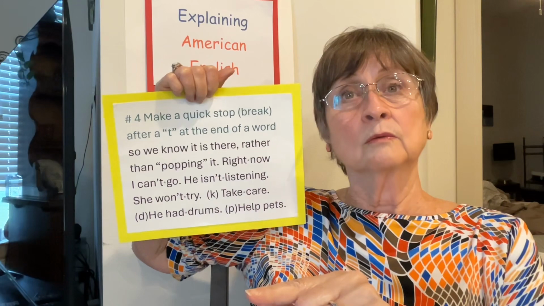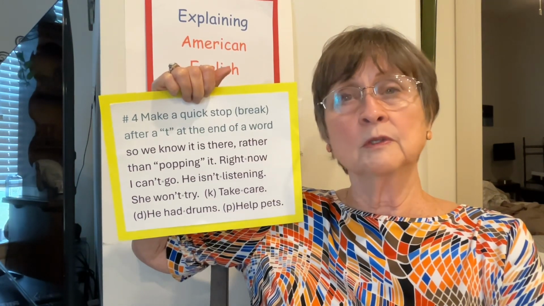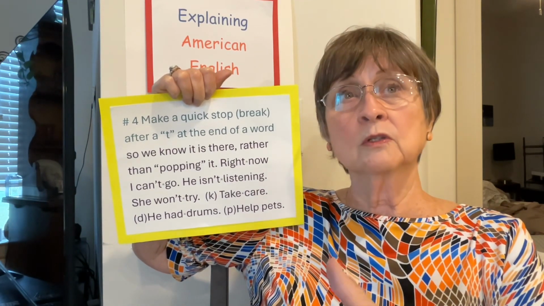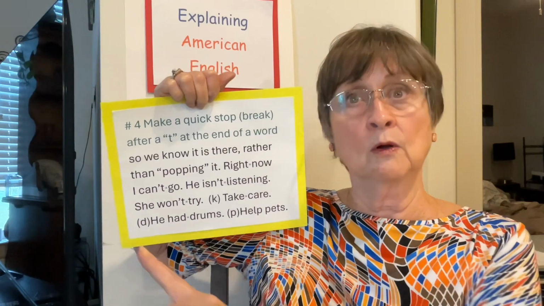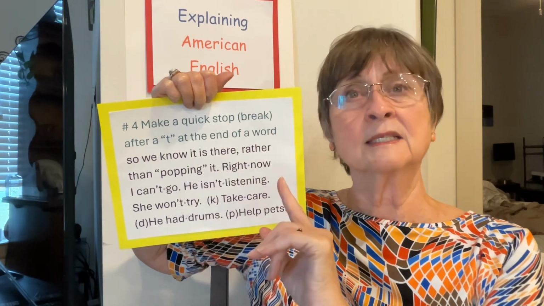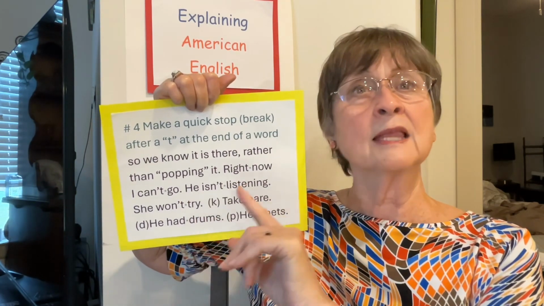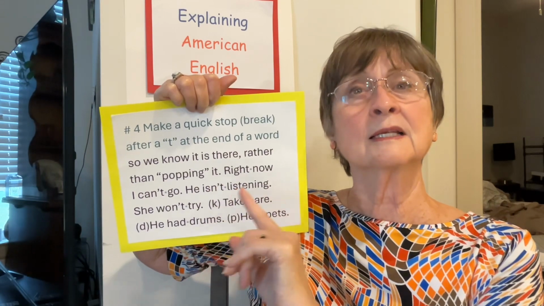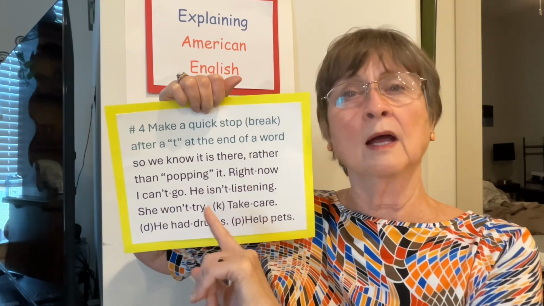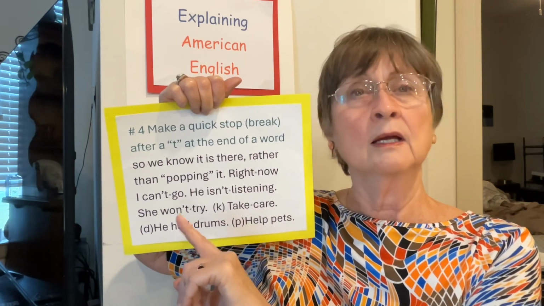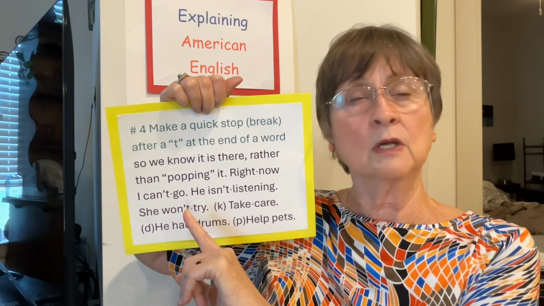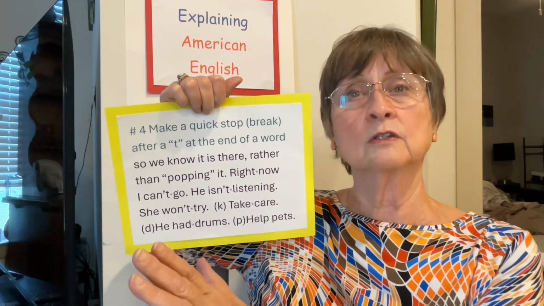I can't go. If you don't stop and you say I can go, it sounds like I can go, but you want to say I can't go, and we know the T is there. It's a stop. I can't go. He isn't listening. You can't say he isn't listening. He isn't listening. There's a little stop. She won't try. Then I know there's a T there because you stopped. That's the only difference. You stopped and then you said try.